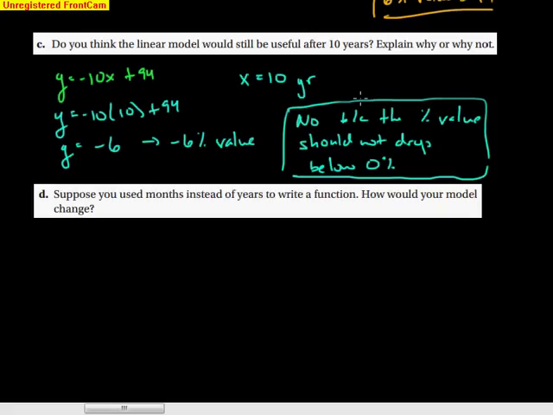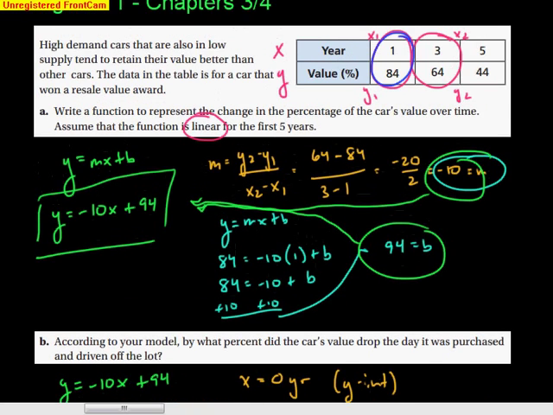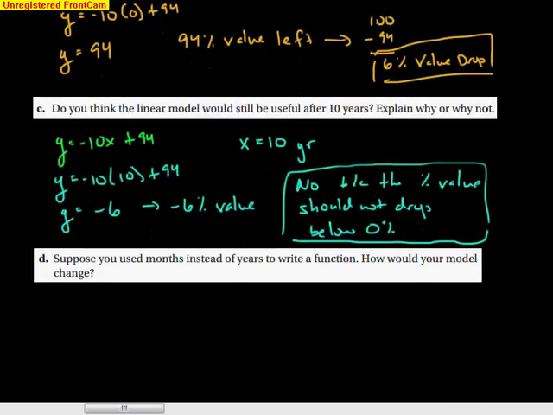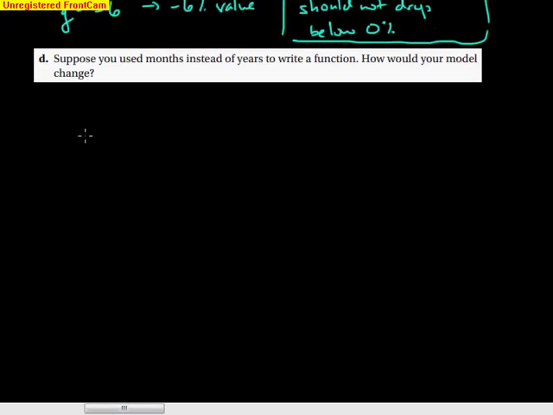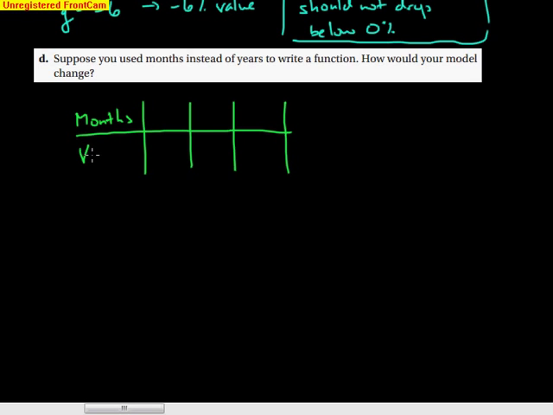So now, part D. Suppose you used months instead of years to write a function. How would your model change? Well, let me go back to the top real fast. So the original model had 1 year, 3 years, and 5 years. So I'm going to create a new table, and I might have to go up and down. So it's now going to be months, and there were 3 sets, and now it's going to be value in percent. So I think it was 1, 3, and 5.